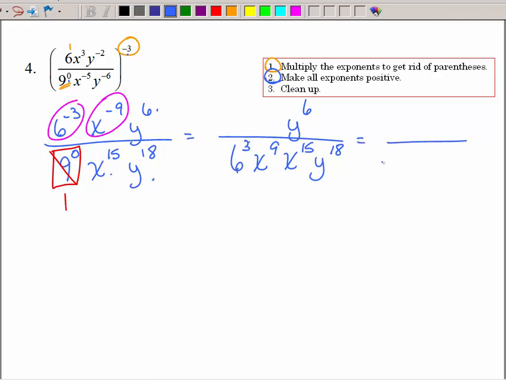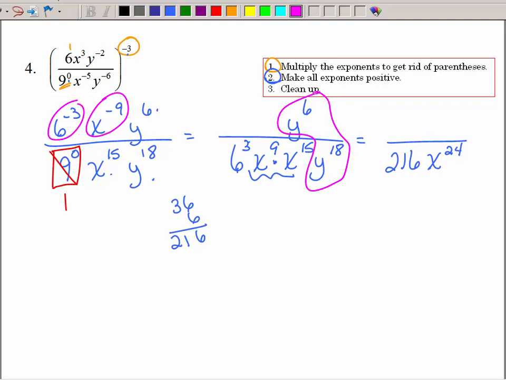So 6 cubed, I believe that is 216. Let's see, that's 36 times 6. Yep, that's 216. Okay, then I have those are the same base. They're being multiplied, so keep the base and add the exponents. Then those are the same base being divided, so I keep the base. Subtract, but that one's bigger, so that one's going to stay on the bottom. 18 minus 6 is 12.